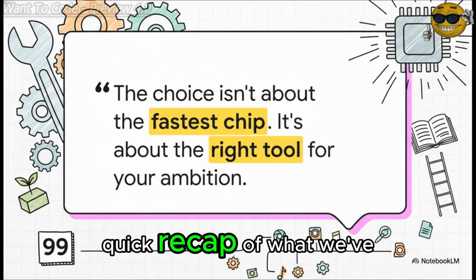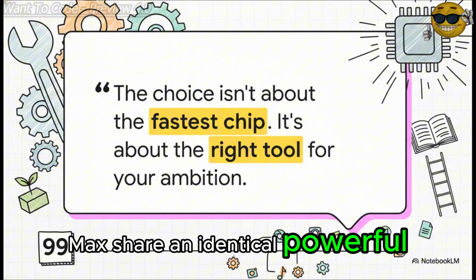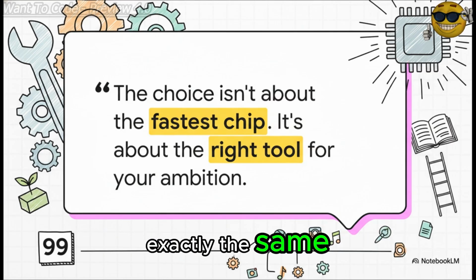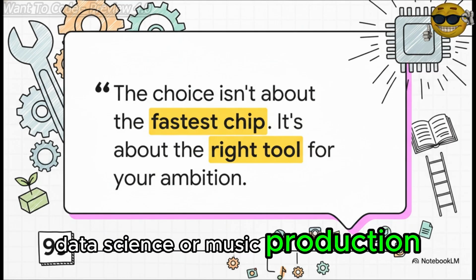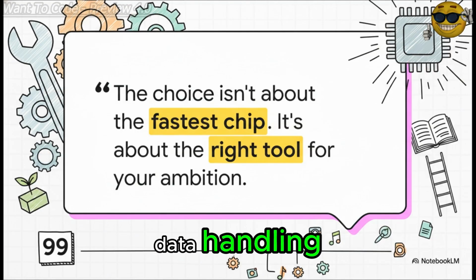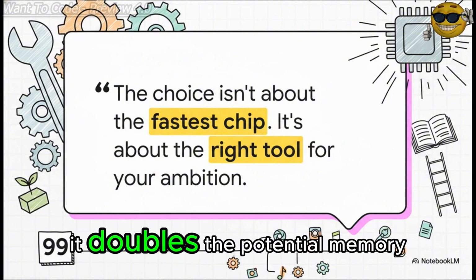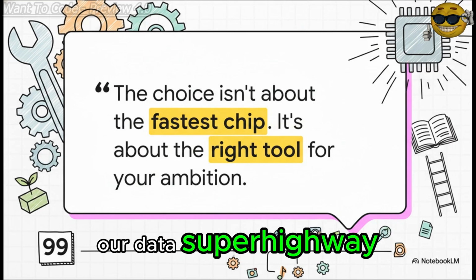So let's just do a quick recap of what we've learned. The M5 Pro and M5 Max share an identical, powerful brain, their 18-core CPU, which makes them perform almost exactly the same for everyday tasks and for CPU-heavy professional work like coding, data science, or music production. The real difference, the great divide, is all about graphics and data handling. The M5 Max doubles the GPU cores, our artist. It doubles the potential memory, our workbench, and it doubles the memory bandwidth, our data superhighway.